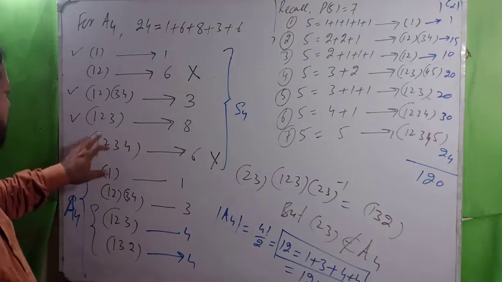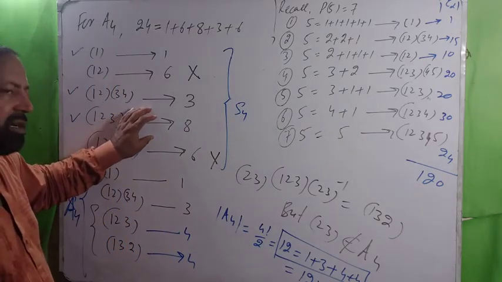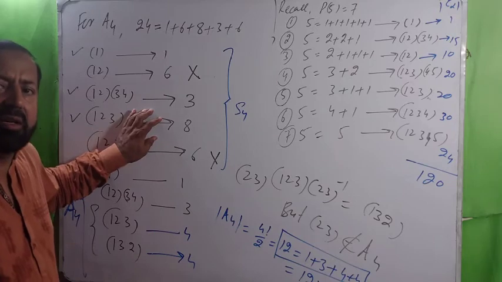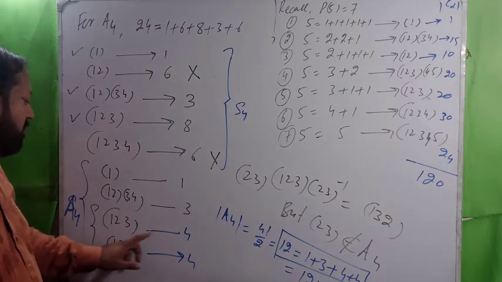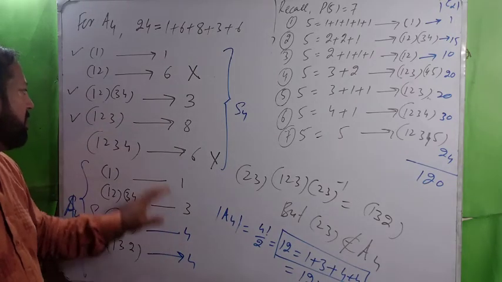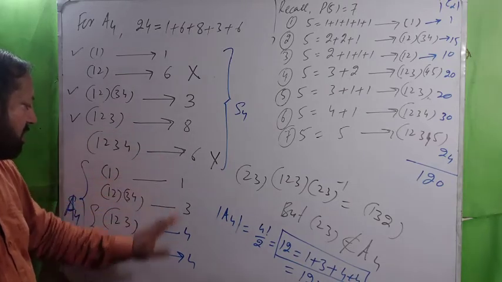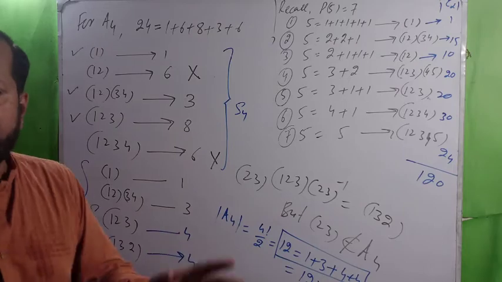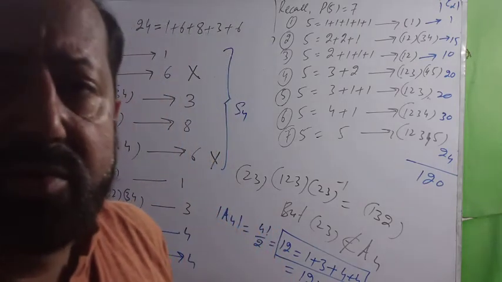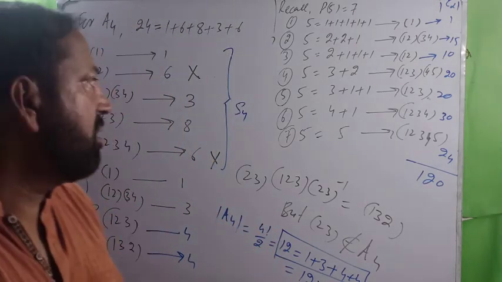You have broken this class of 3-cycles into two classes in A4, and both contain 4 elements, because in S4 there were 8 elements, so that's why these are the conjugacy classes for A4. Next I will write a tableau to understand the idea.